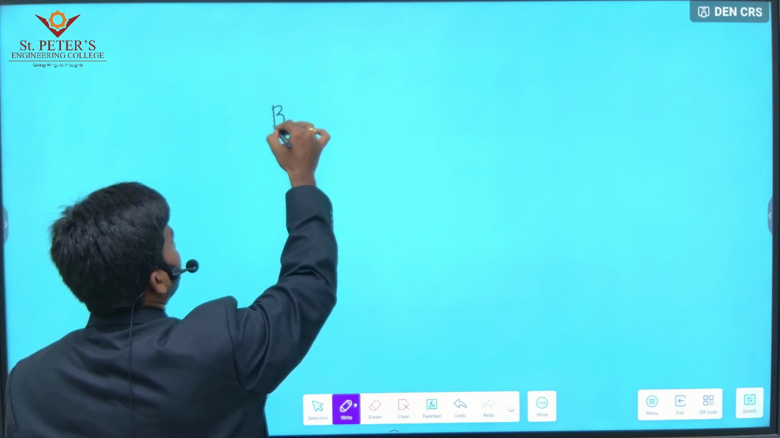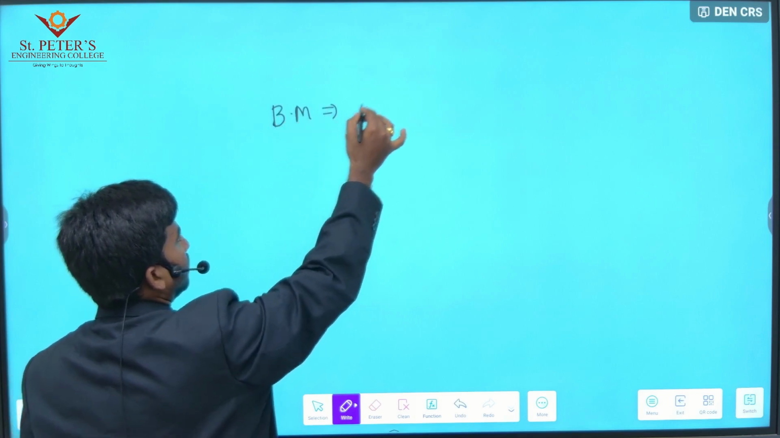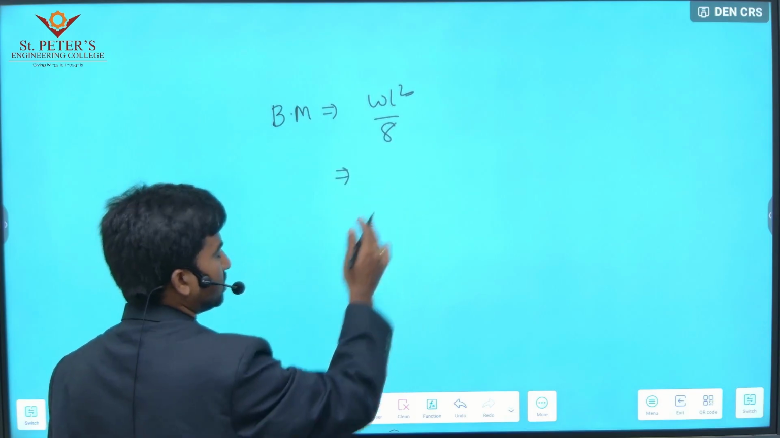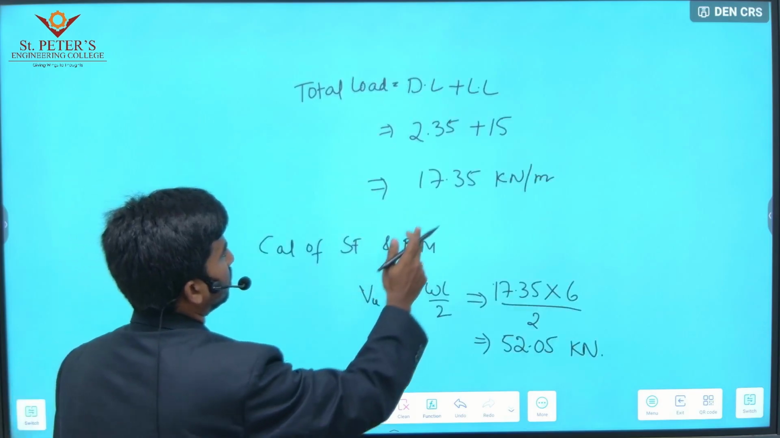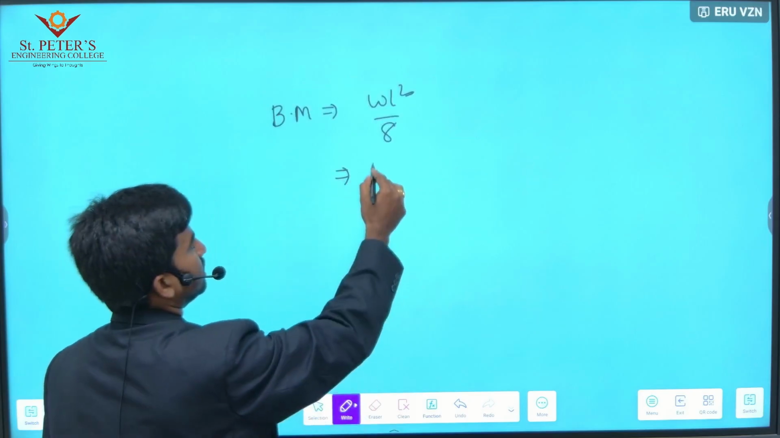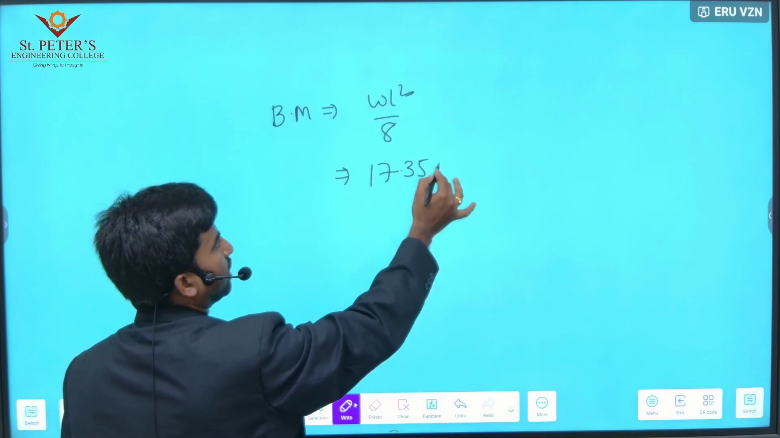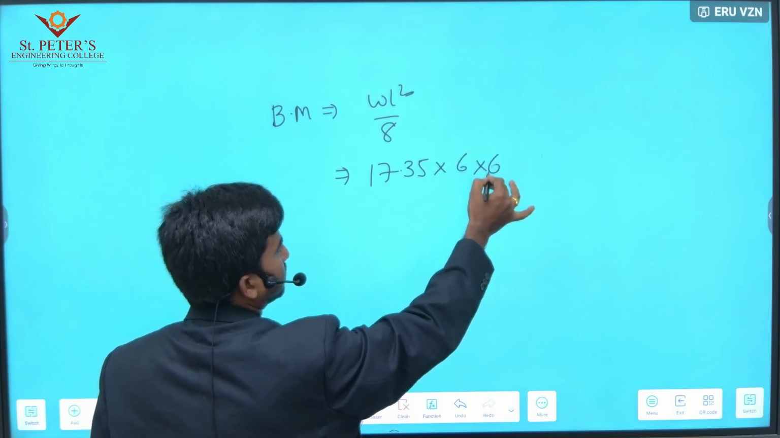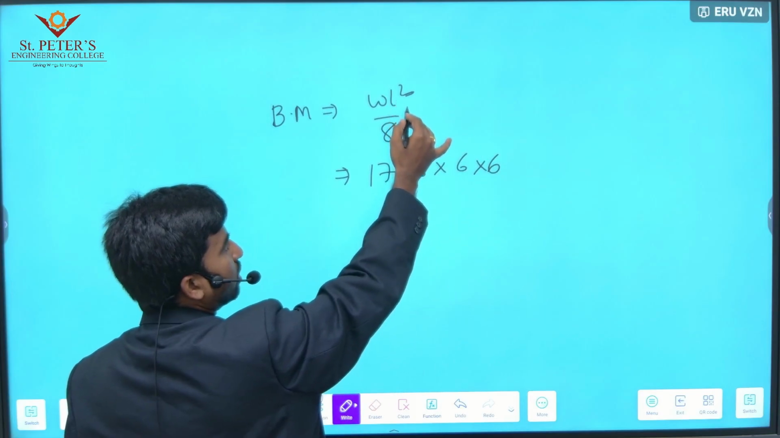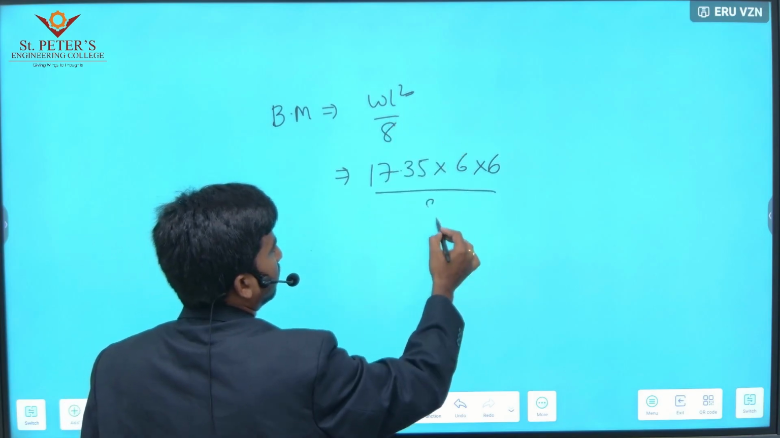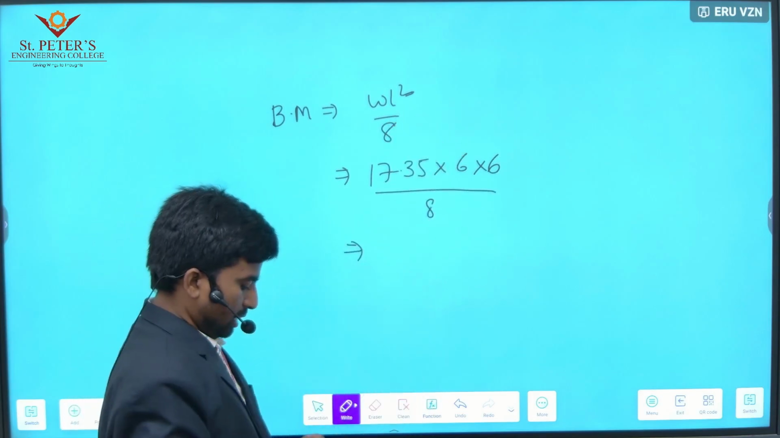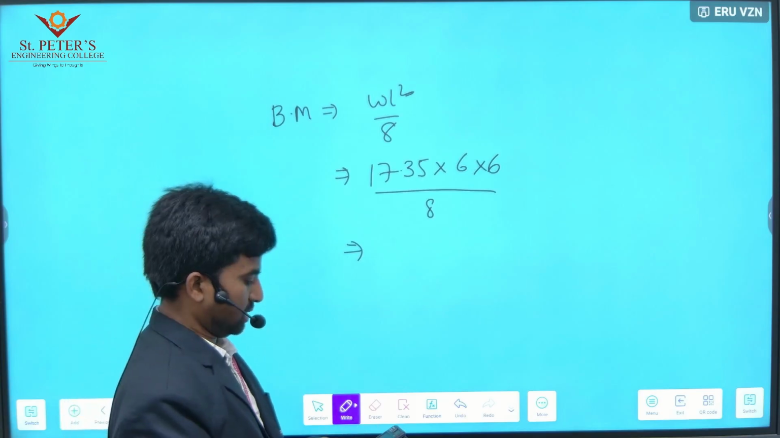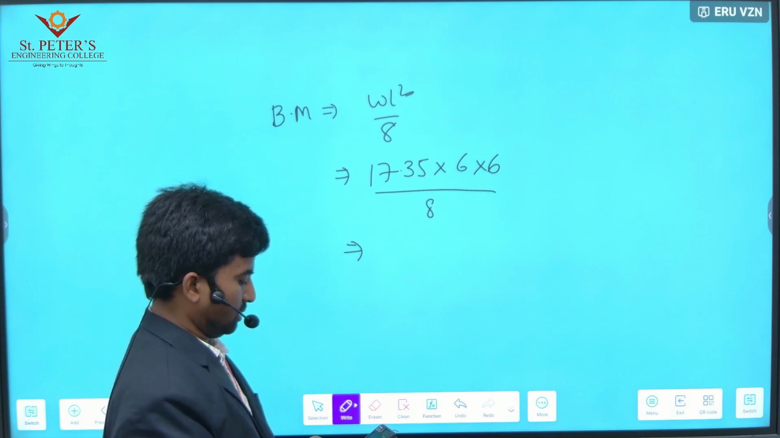And bending moment is WL square over 8. Here the W value is my total load, which is 17.35. 17.35 multiplied by the span length of 6 meters, 6 by 6, because it is L square, L into L. So 17.35 times 6 times 6 divided by 8.